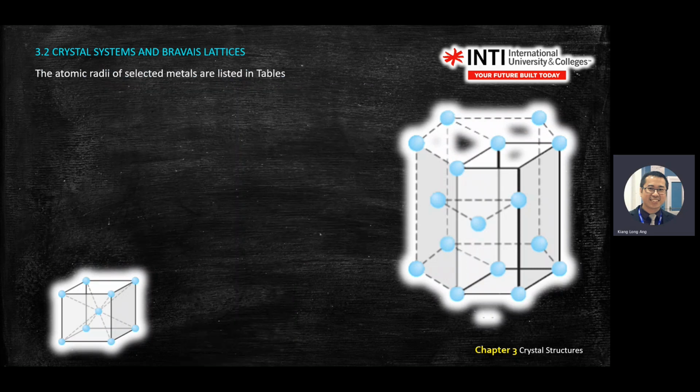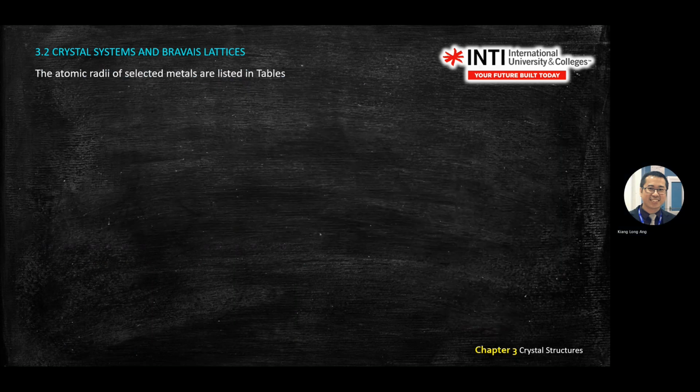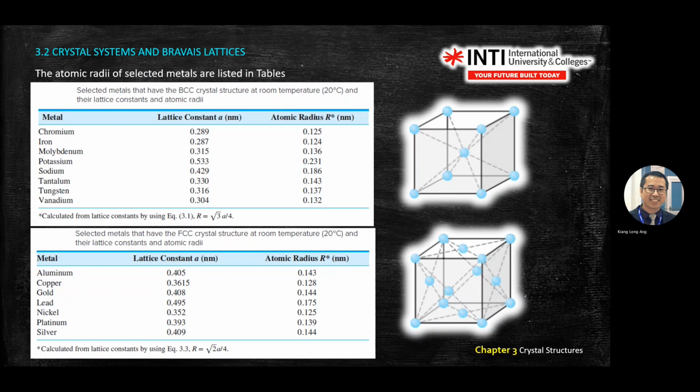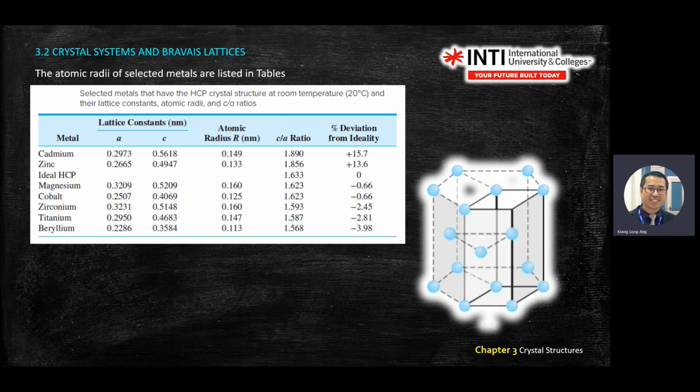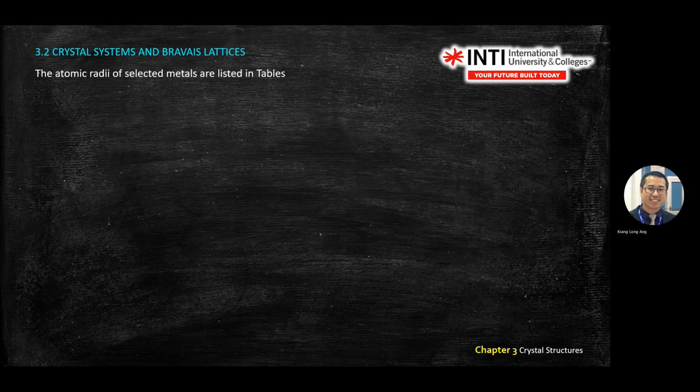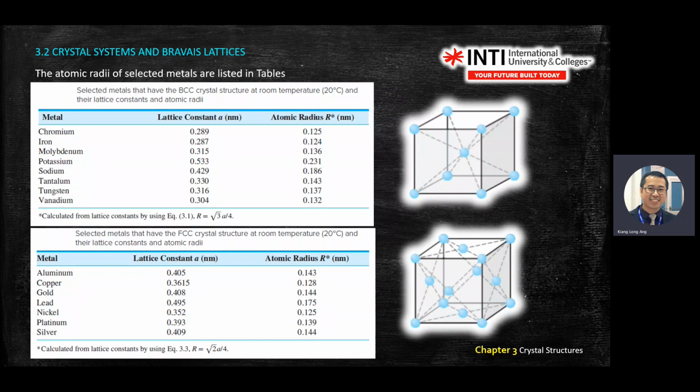For example, BCC. You take the R value, which is on the right of the table. No, this one. The one on the right, you take this one, 0.125, and put it inside here. 4 times 0.125 divided by square root 3, you'll get 0.28 something. Okay, for BCC.